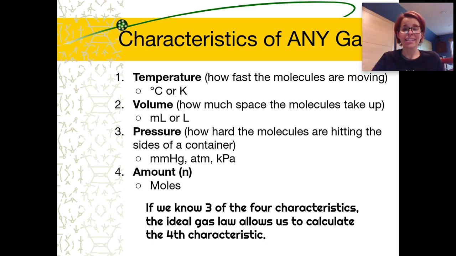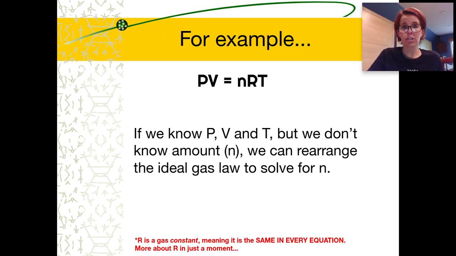So now, it says down at the bottom, if we know 3 of the 4 characteristics, the ideal gas law allows us to calculate the 4th characteristic. So here's how you would do that. I'm going to show you just how to rearrange, simple algebra. It's the same thing you should have been doing with the combined gas law already.